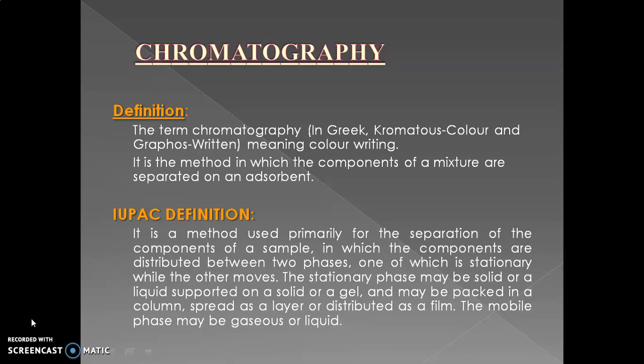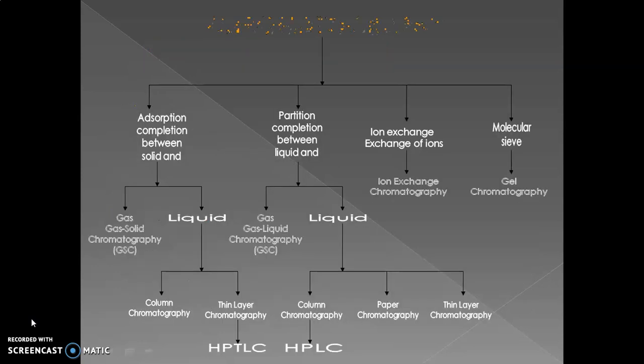So what is the IUPAC definition? It is a method used primarily for the separation of compounds or components of a sample in which the components are distributed between two phases, one of which is stationary while the other moves. The stationary phase may be a solid or liquid supported on a solid or a gel, and may be packed in a column, spread as a layer, or distributed as a film. The mobile phase may be gaseous or liquid.